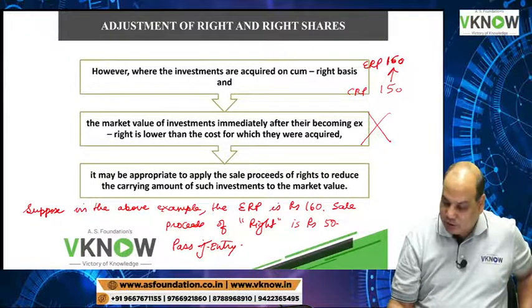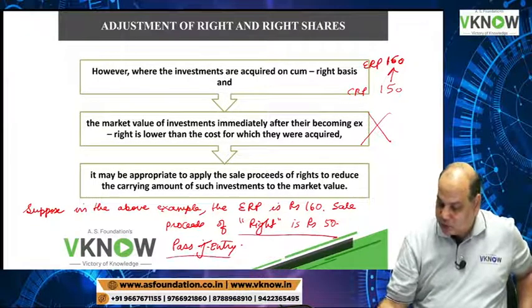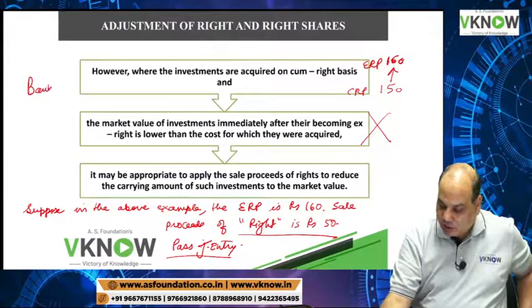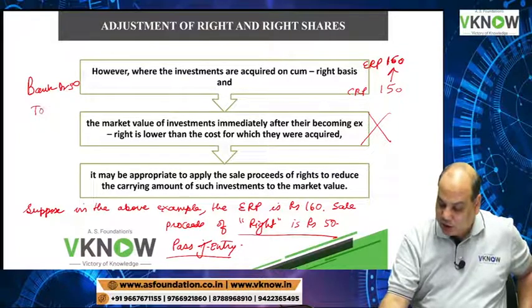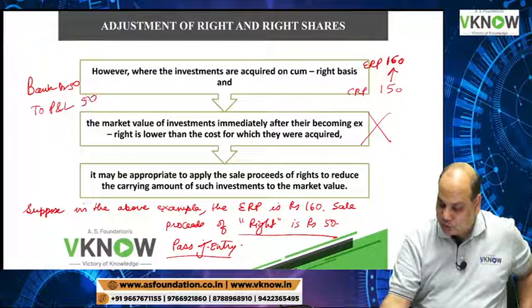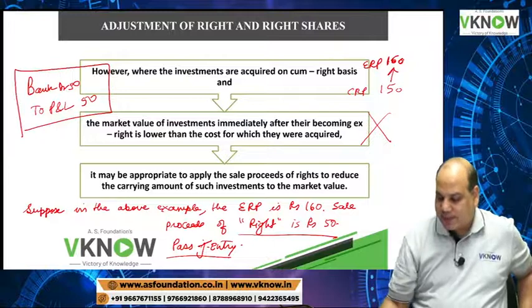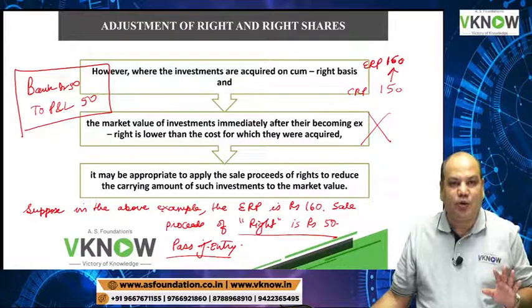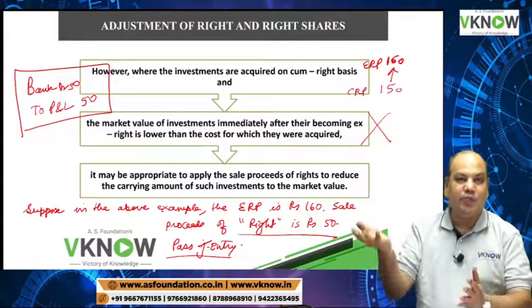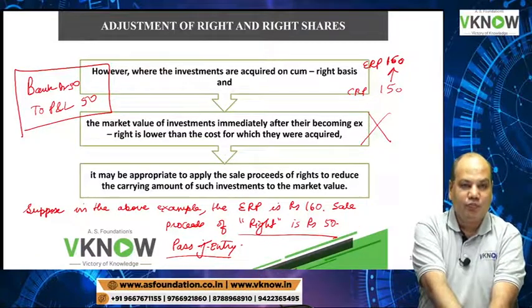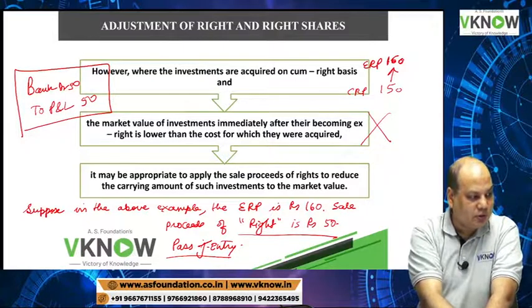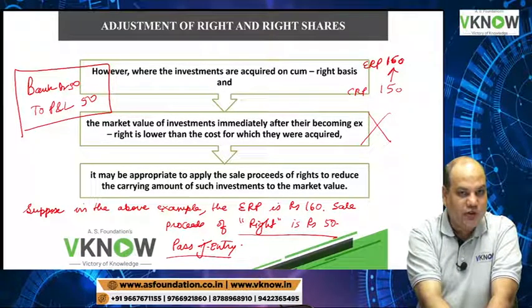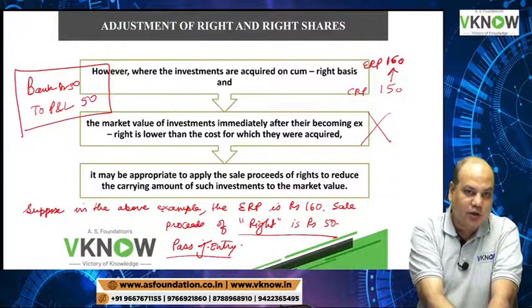Now tell me the entry. I have received 50 rupees. Bank account debit 50. Are you writing? The entire amount will be transferred to P&L account, because this will be treated as my profit or income. The share price has not gone down. Why will I reduce the investment account? So don't adjust in investment, rather adjust in P&L account.